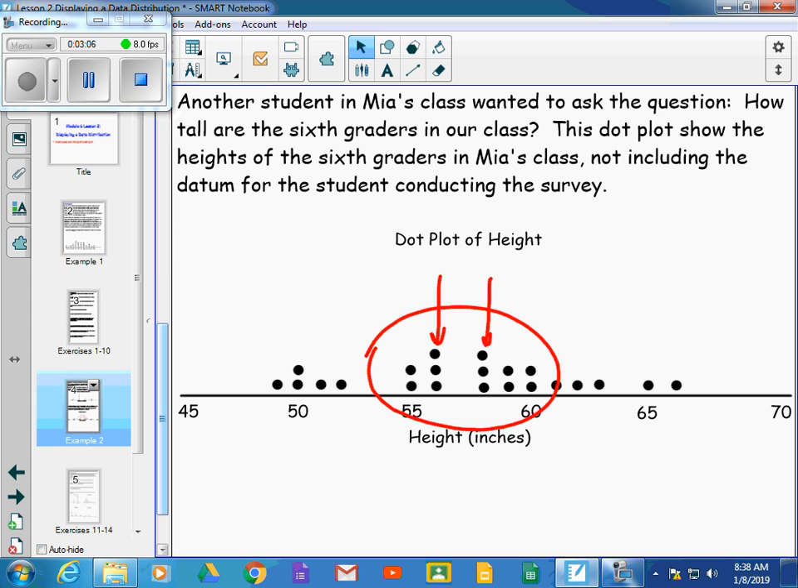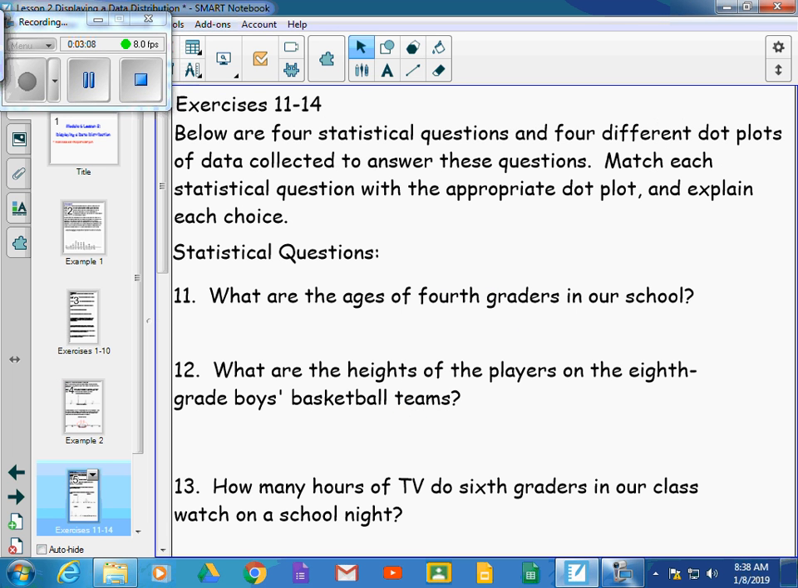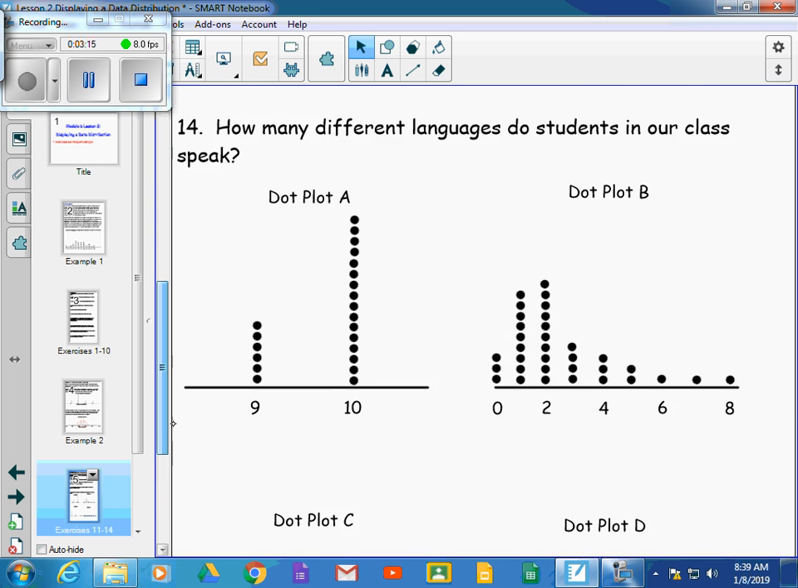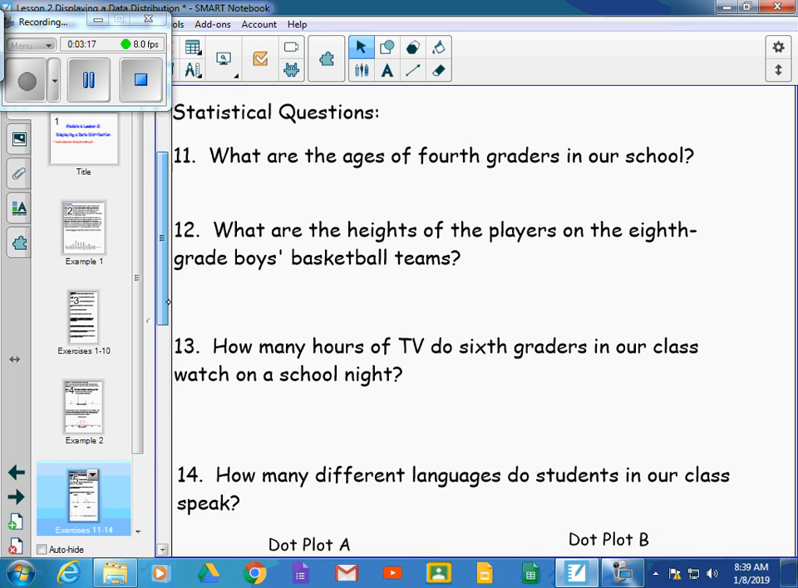What I would like you guys to do next is to go to exercises 11 through 14. Read the directions. You're going to be using the dot plots down at the bottom of the page to answer questions 11 through 14. And when you're finished, check yourself on the answer key that's been provided.